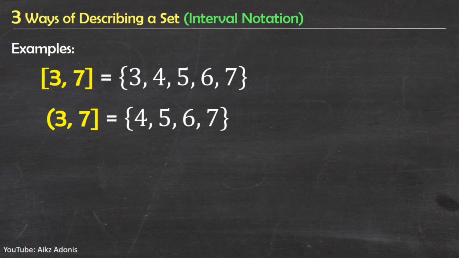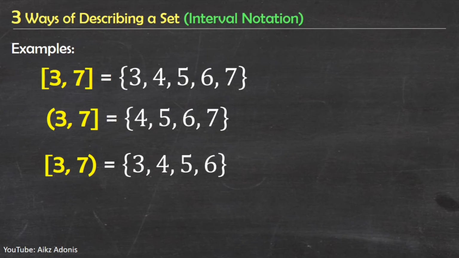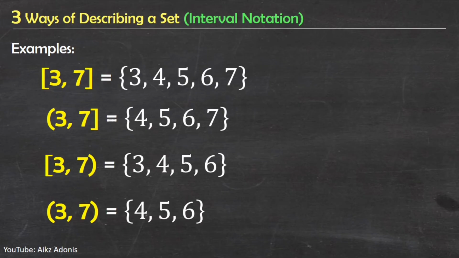How about this one? Beside 3 is a bracket while beside 7 is a parenthesis. Which is included and which is not? Yeah, you're right. 3 is included in the set while 7 is not included. And last one, what if the symbols used are both parentheses? Of course, both 3 and 7 are not included in the set. So, is it clear to you when to use the parentheses and the brackets? Very good.